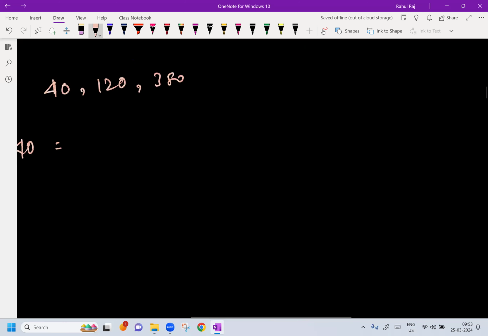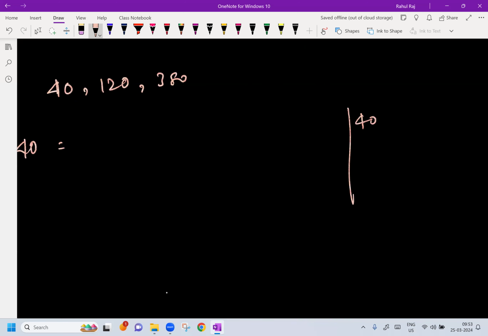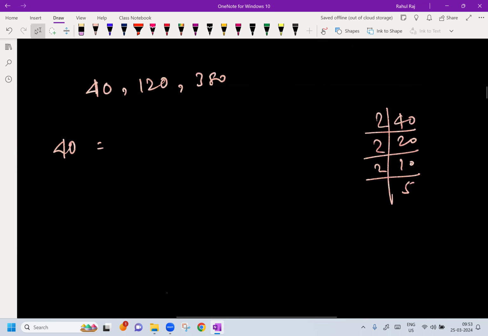The last number. So if I have to convert 140 to factor form, 2 into 70, 2 into 35, 5 into 7. Now we can't convert it further at all because we have got everything in prime number form. So can I write 40 as 2 cross 2 cross 2 cross 5? Agreed? Yeah.